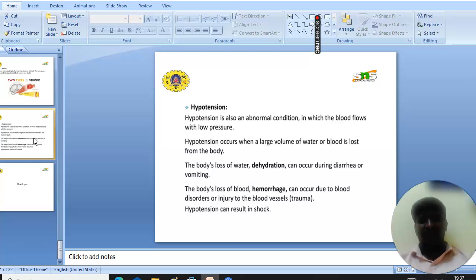Hypotension is the abnormal condition in which the blood flows with low pressure. Hypotension occurs when a large volume of water or blood is lost from the body. The body's loss of water, dehydration, can occur during diarrhea or vomiting. The body's loss of blood, hemorrhage, can occur due to a blood disorder or injury to the blood vessels. Hypotension can result in shock.